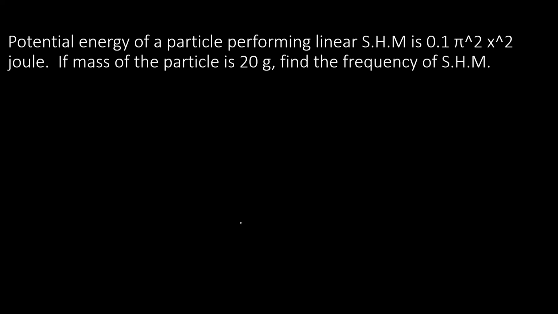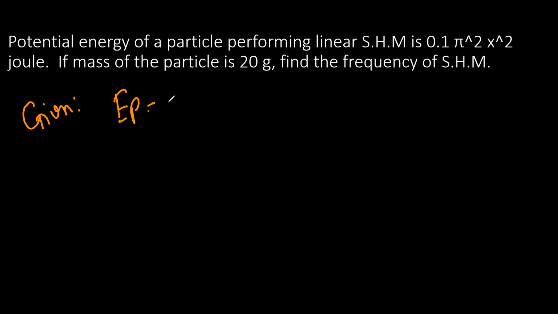Sure. So next, they said that the potential energy of a particle performing linear SHM is 0.1 pi square x square joule. Okay? And if the mass of the particle is 20 gram, find the frequency of the SHM. So let's solve this one. What is given here?